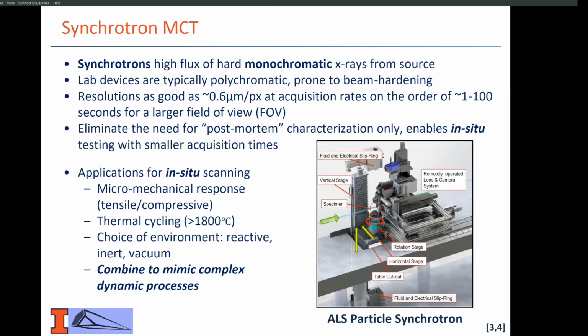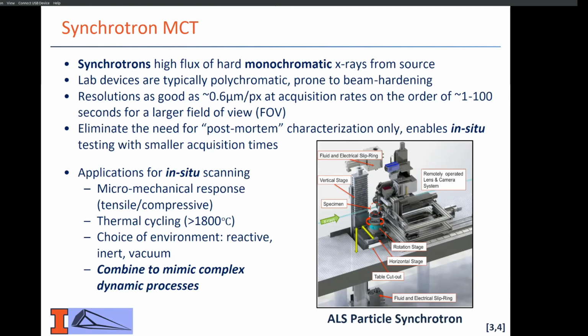And most of all, you have a very, very high flux of energy coming off of those beam lines that you can use to penetrate through experimental devices and perform in situ testing. What I mean by that is that you can have your sample, let's say it is in some sort of rig that is performing a tensile load on it.